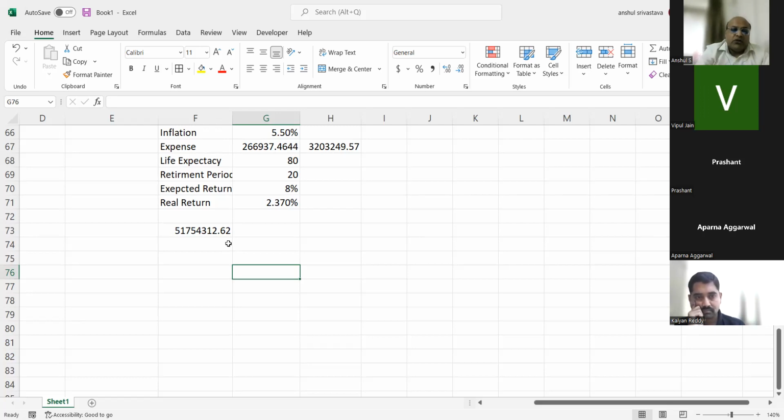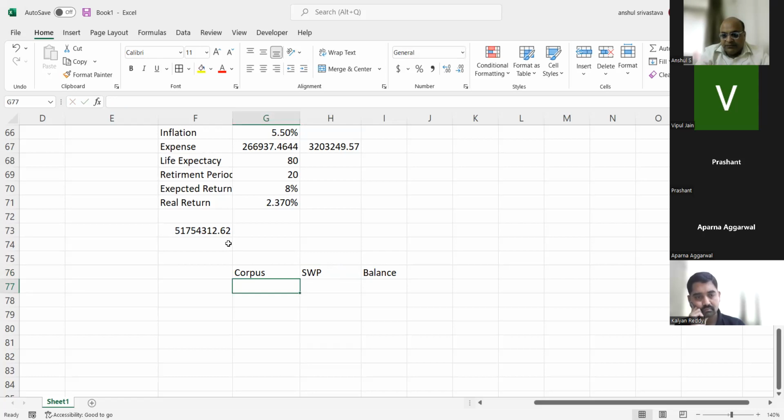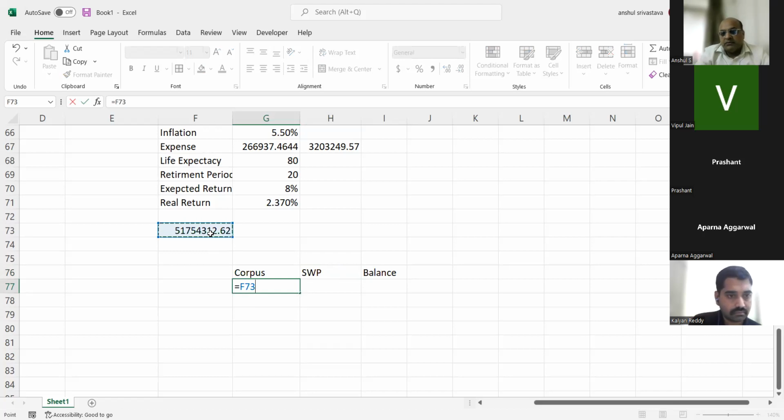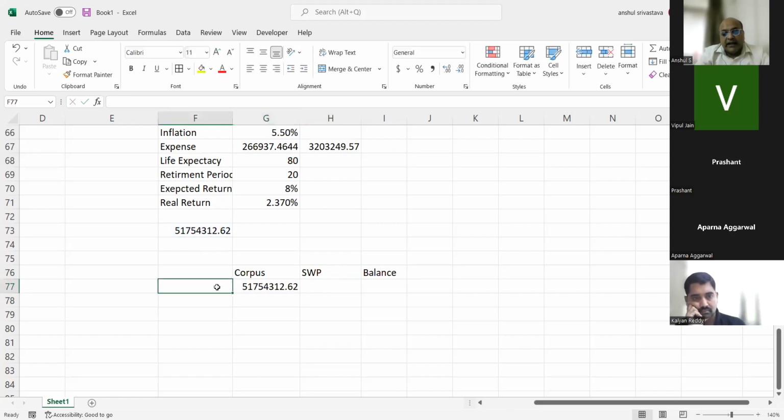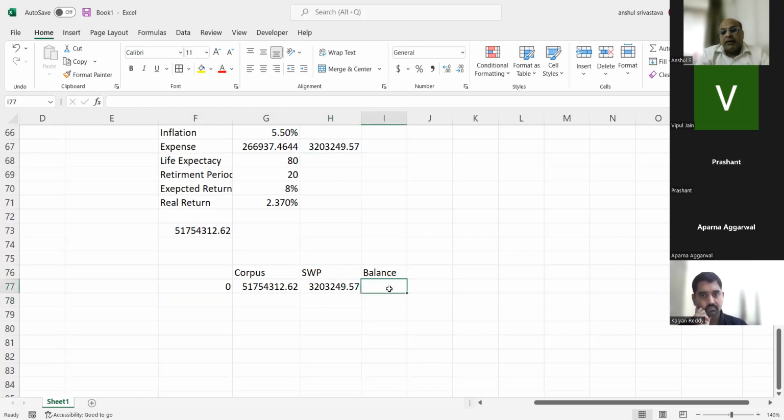Sure. So this is your corpus. This is the SWP amount, withdrawal. And this is your balance. Now your beginning corpus is this amount. Your starting corpus at the time of 0 is this amount. And at time 0, you are going to withdraw some amount. How much? This much you will be able to withdraw as the first expense. And what will be the balance? The balance would be this amount minus this amount.